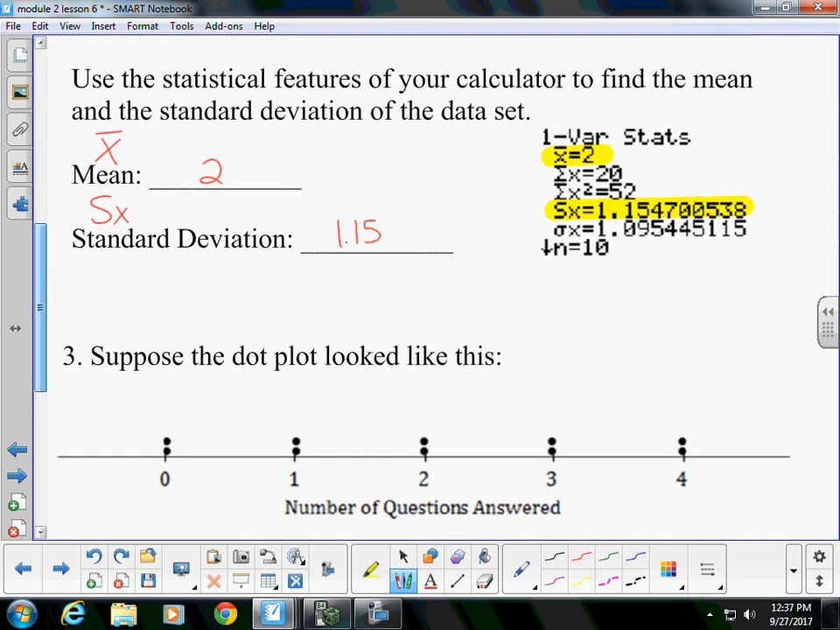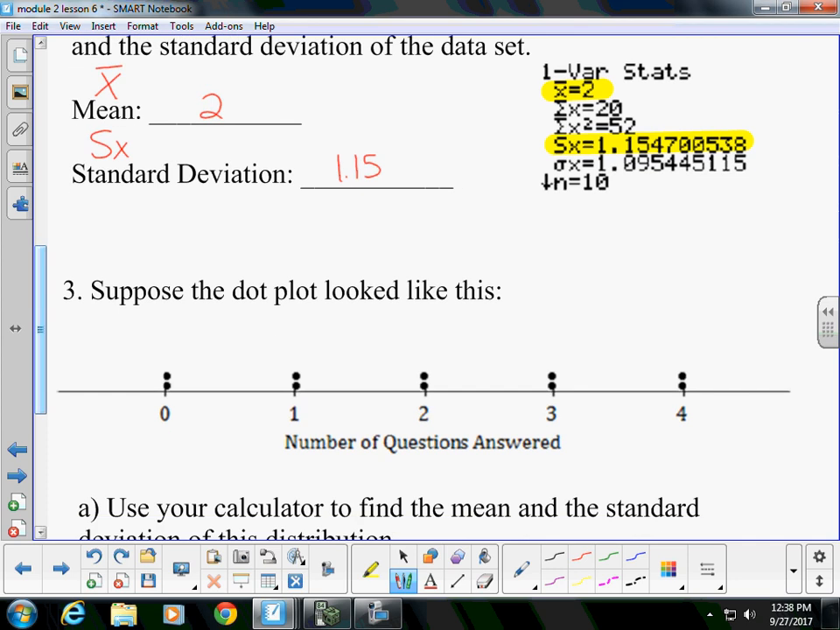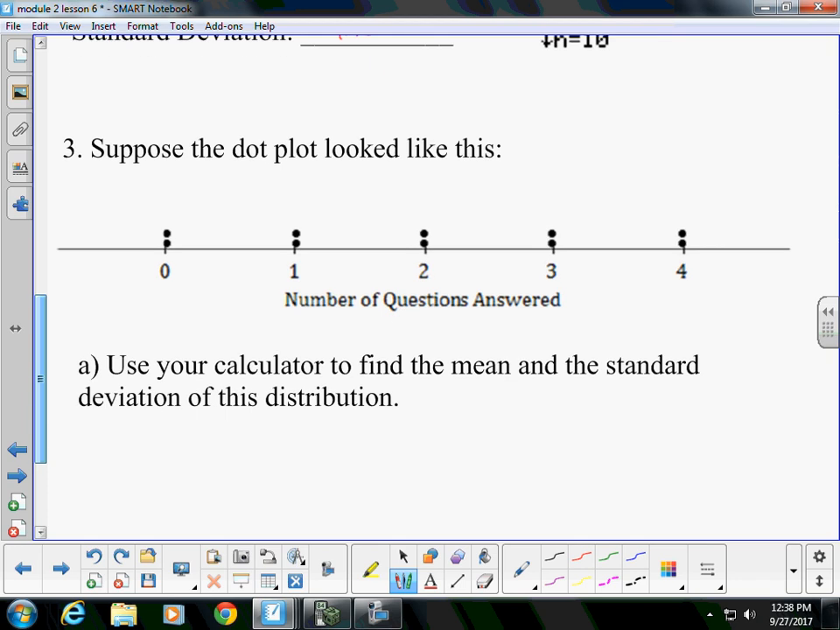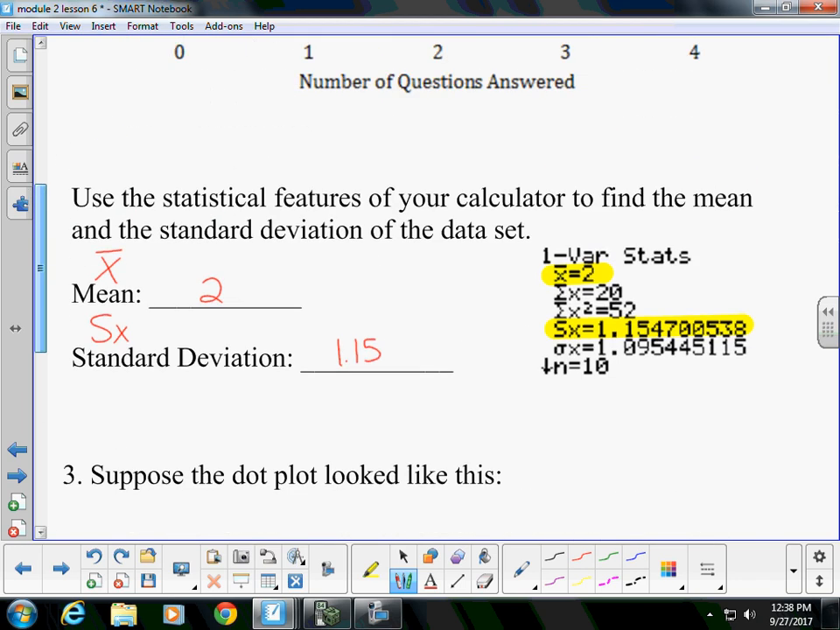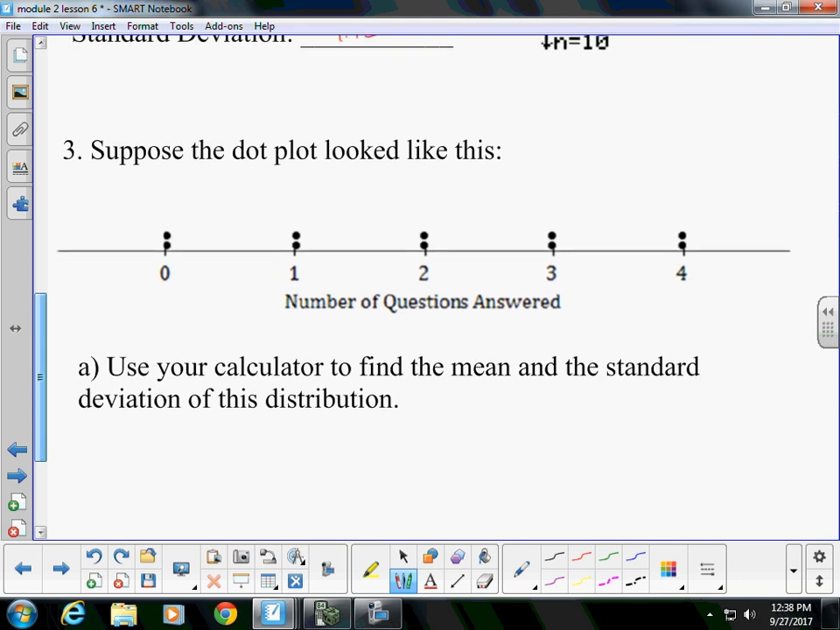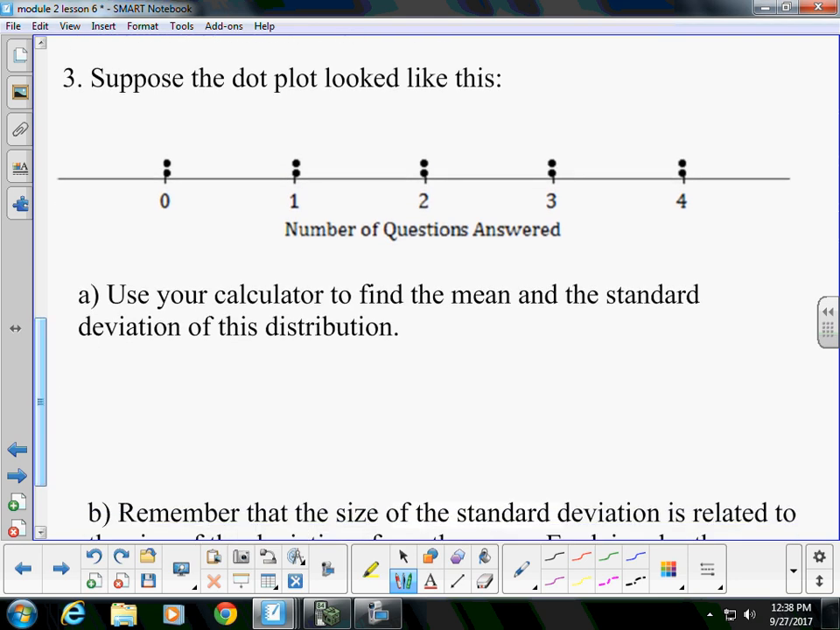It says, suppose the dot plot looked like this. What's true about everything there? Exactly the same amount of numbers everywhere. It says, use your calculator to find the mean and the standard deviation. So that one was symmetric. This one, everything is exactly the same thing. So let's see what happens with this set of data.